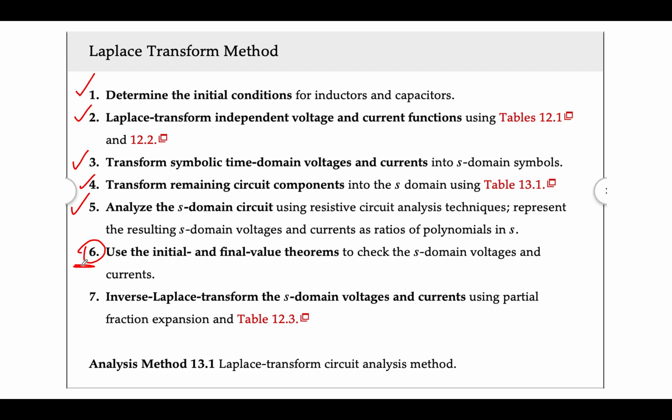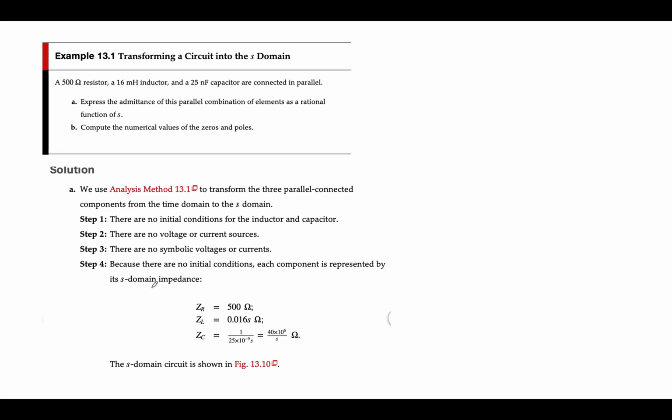So this textbook is going to repeatedly refer to this as analysis method 13.1. It's just the Laplace analysis method. And so we're going to do several examples that illustrate how this works in upcoming videos. This will be the first one that we do.